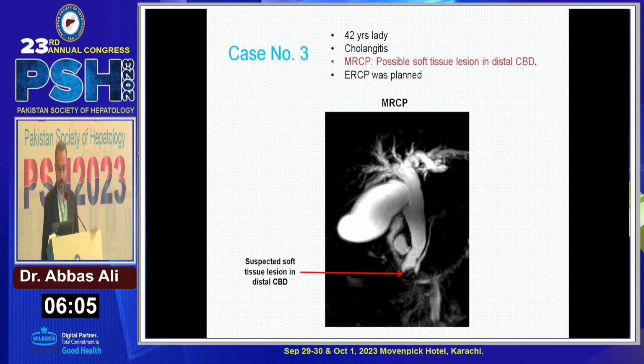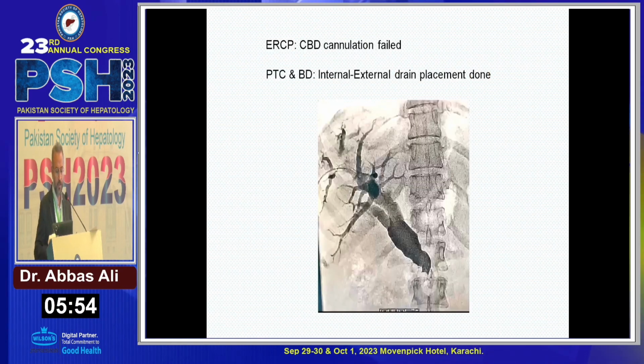So this is the third case of a 42-year-old lady who presented with cholangitis, and the MRCP suggested that there is probably a soft tissue lesion in the distal CBD. ERCP was planned. However, the cannulation failed, so the patient was advised to undergo PTBD.